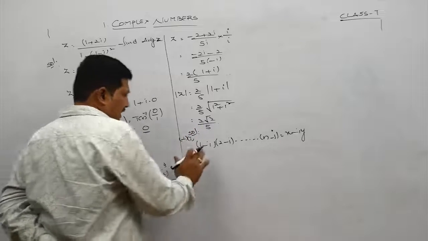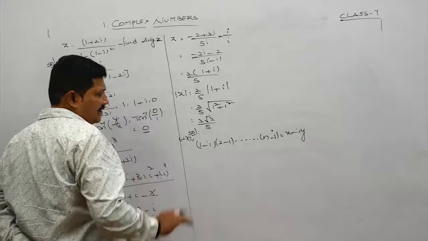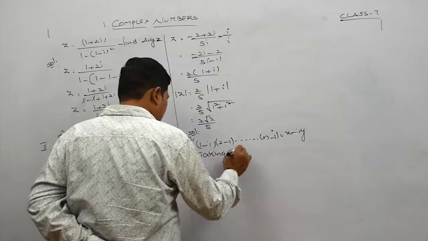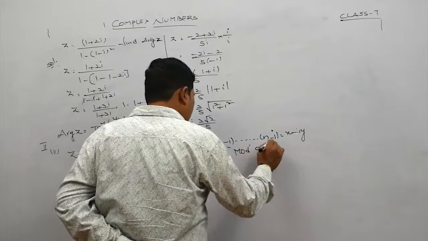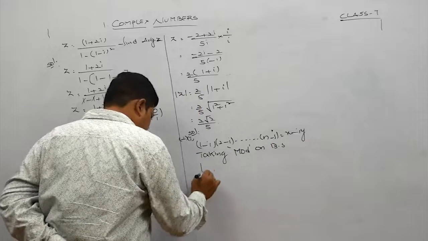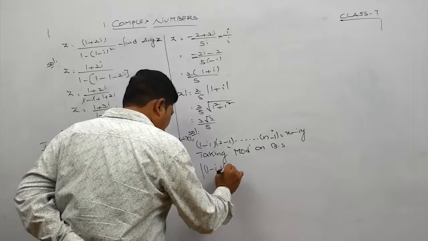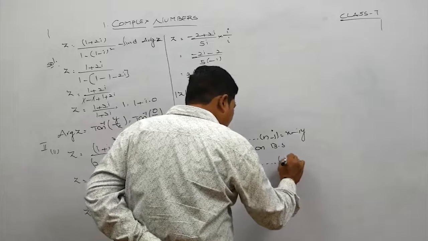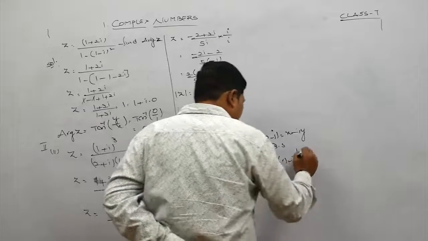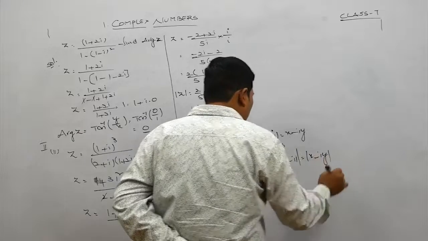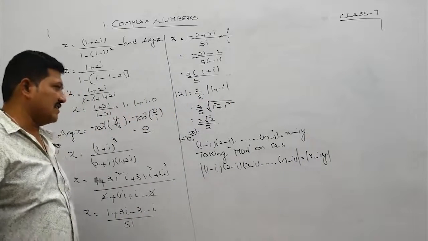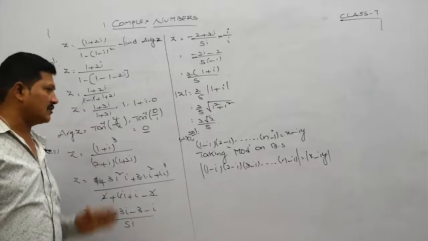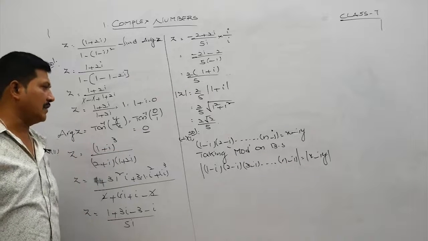So the product of complex numbers is again a complex number. So taking modulus on both sides, modulus of (1 minus i)(2 minus i)(3 minus i)...(n minus i) is equal to mod of (x minus iy). So from the modulus property, mod of z1 into z2 is equal to mod z1 into mod z2. We call this the distributive property: modulus is distributive over multiplication.